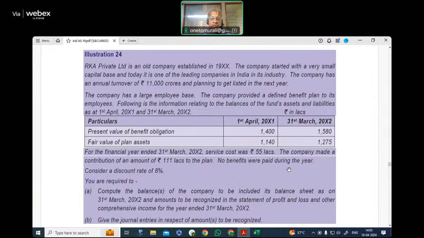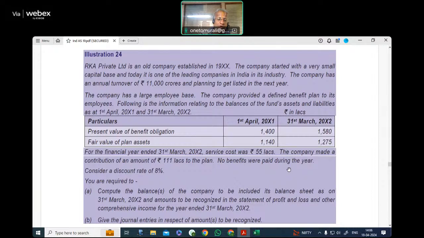Following is the information relating to the balances of the funds, assets and liabilities as on 1st April X1 and on 31st March X2. Present value of benefit obligation at the beginning is 1400 and at the end 1580. Fair value of plan assets is 1140 and 1275 for the financial year ending 31st March X2. Service cost was 55 lakhs. The company made a contribution of 111 lakhs to the plan. No benefits were paid during the year. A discount rate of 8% is considered.